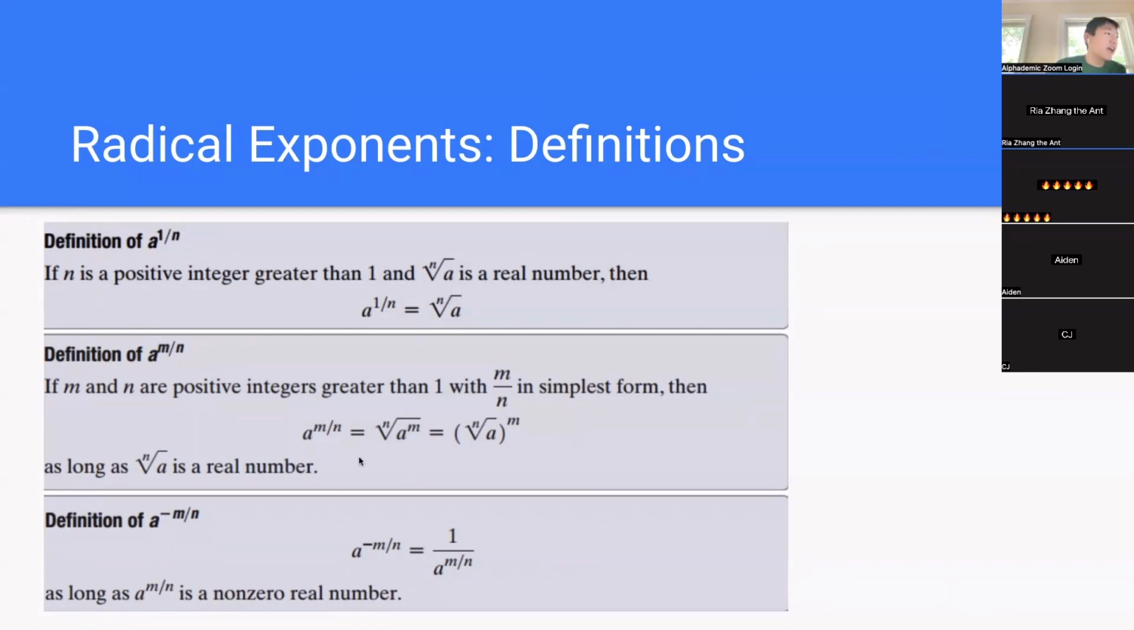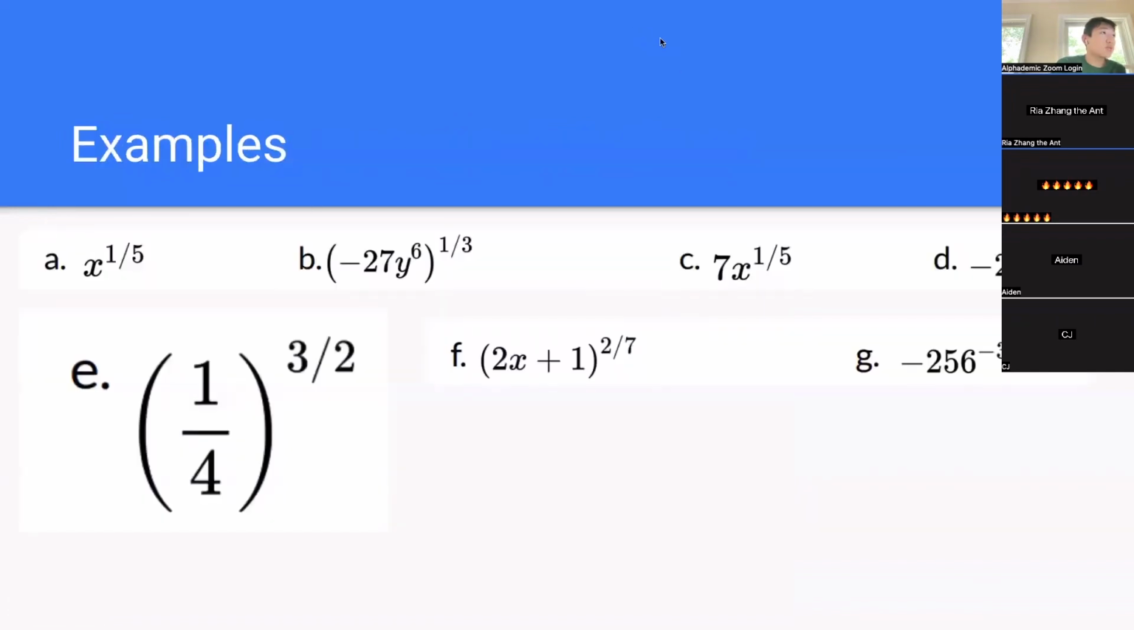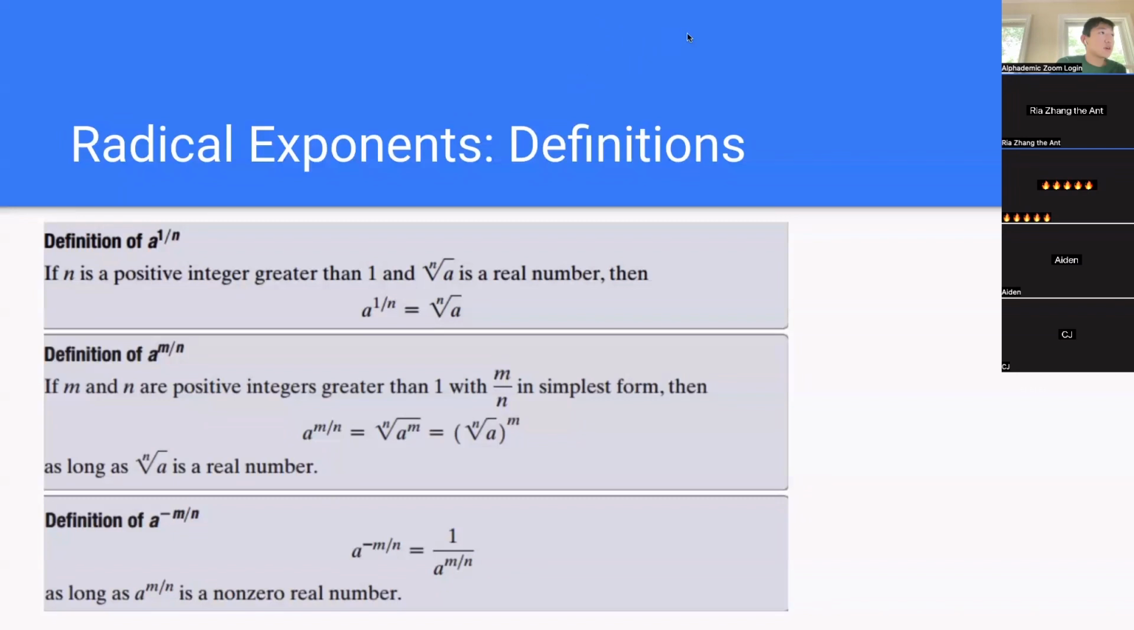And then the definition of a to the negative m over n. Just like any other negative exponent, you would first take the reciprocal. So 1 divided by a to the m divided by n. And of course, you can take what you have from the second rule here and just make this into 1 divided by the nth root of a to the m if you want. Okay.